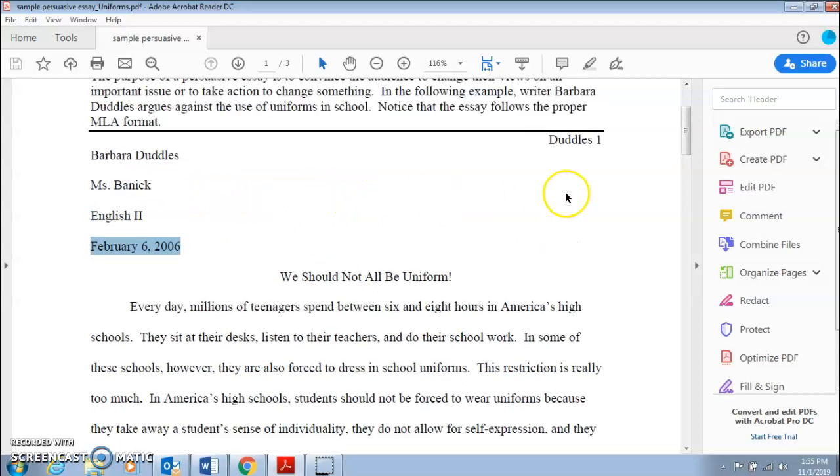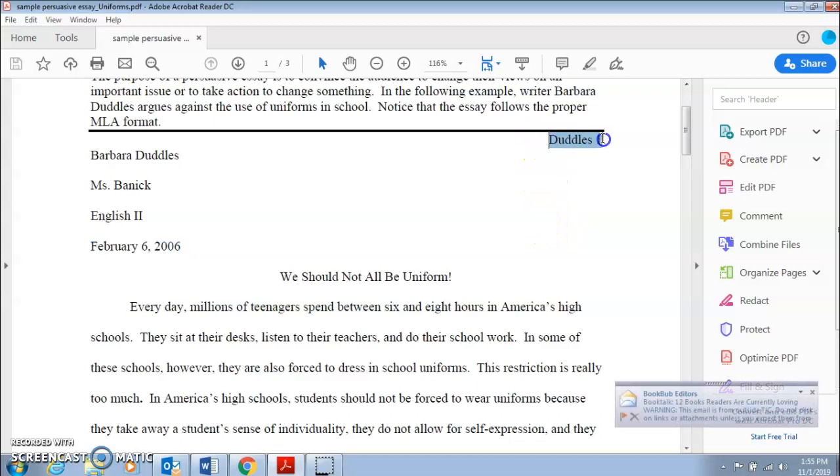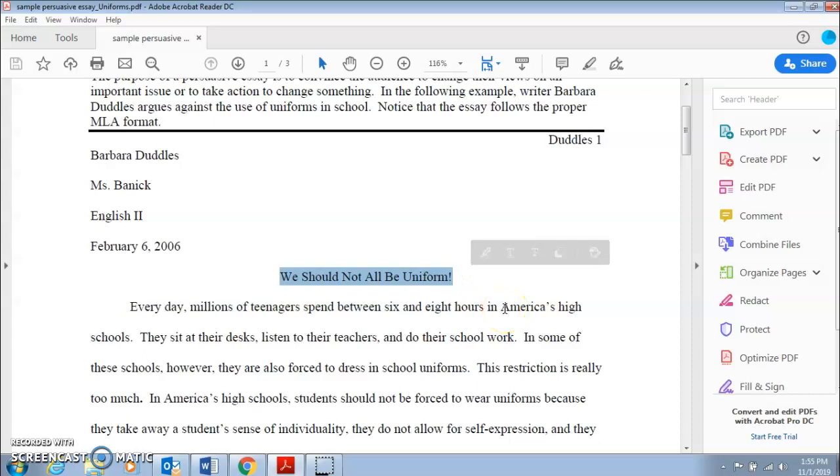I then check to see if the header is correct. Here is the header. The author's last name is followed by the page number. Now I looked at the title. The title is centered. It is in the same font and size as the rest of the paper. It has not been bolded, underlined, or increased in size. And each letter should be capitalized is.